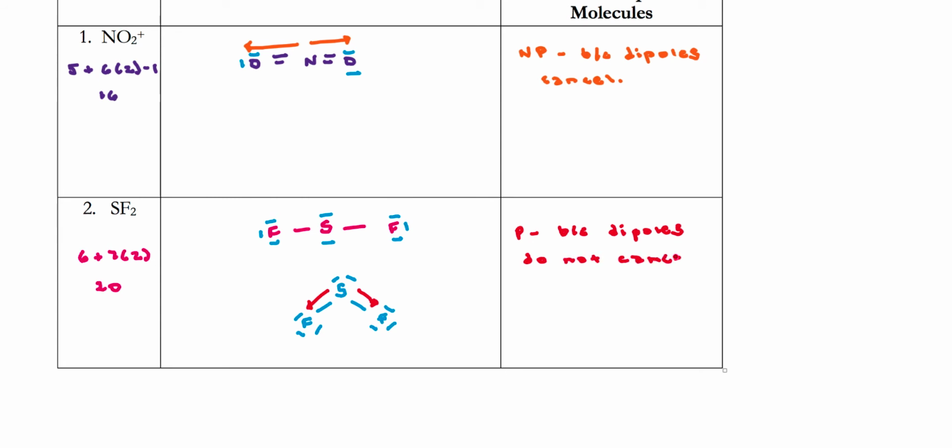So I'm hoping now you see why it's so important to draw it properly, because if we had drawn SF2 like this and then said, oh, look at my dipoles, they cancel, then you would have said that the molecule is nonpolar, when in fact it's polar.